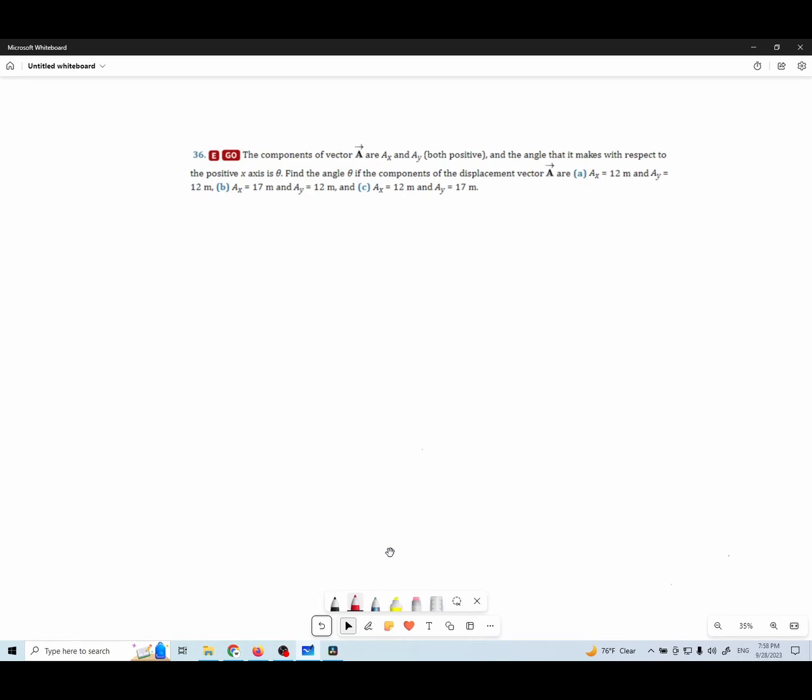In problem number 36 of chapter 1, we are given the two components ax and ay of the vector A, and we're supposed to find the angle theta of the vector. From the previous video, we know that when the components are given, the magnitude will be obtained using the Pythagorean theorem, and the direction will be determined using the arctangent function.